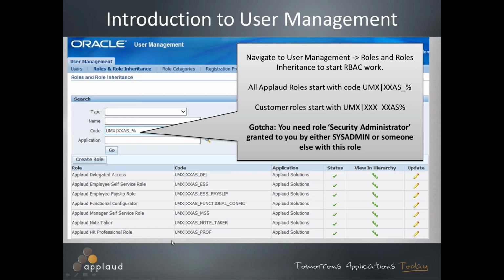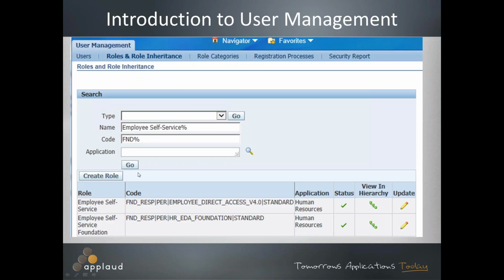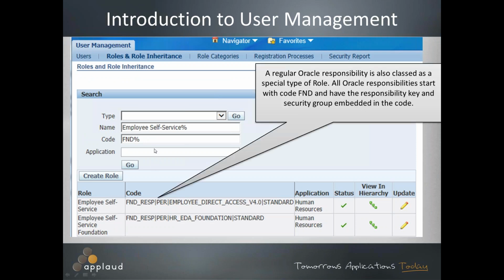Okay, so once we've got onto here, we can see all the different roles, and these are the roles that Applaud ship. Now I mentioned that roles are a subset of responsibilities, or sorry, actually responsibilities are a subset of roles. And in the screen you can also query back all the responsibilities as well. So a normal responsibility you can query up in these screens, and they start with the code FND. Okay, so if you query something back here and you see the code starts with FND_RESP, that's what we call a standard responsibility.